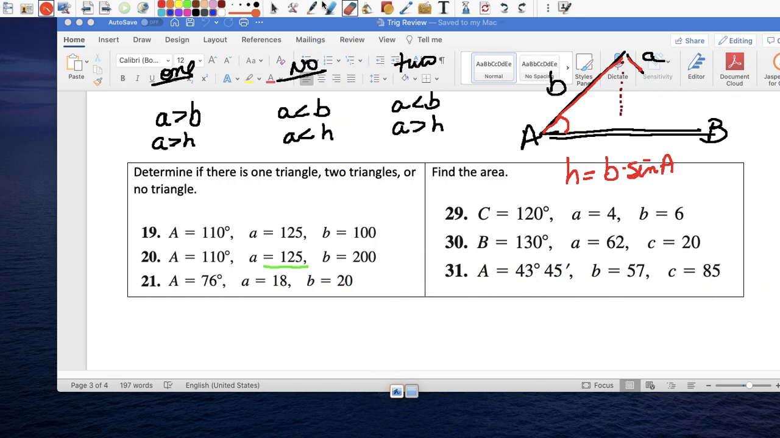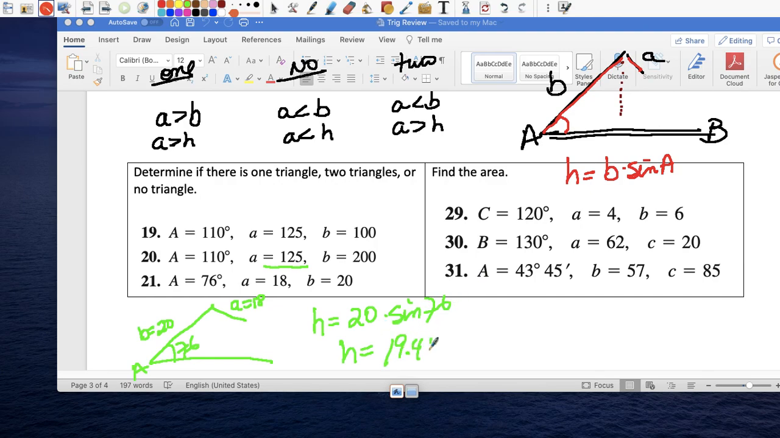Okay. Let's do C. So here's the base. Here's 76 degrees. Here's angle A. Little b is 20. Right here, b is 20. And then little a, which I'm just going to put over here, is 18. Right. Let's get the height, which is 20, little b, times sine of 76. And the height is 20 times sine of 76, which is 19.41. So let me write this down. A equals 18, B equals 20, and the height equals 19.41.